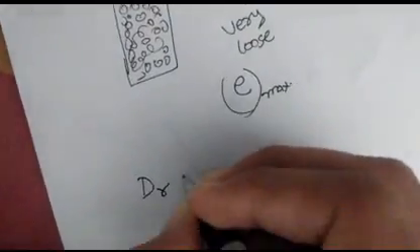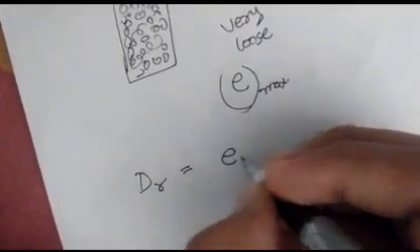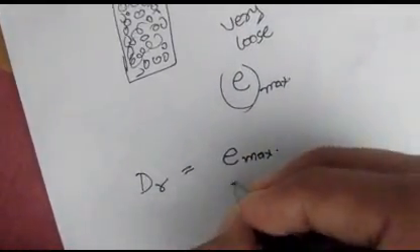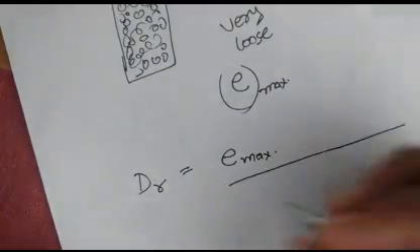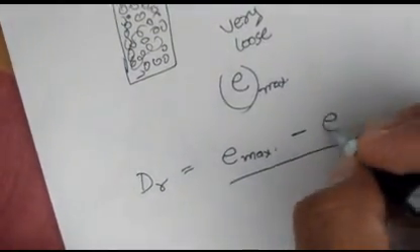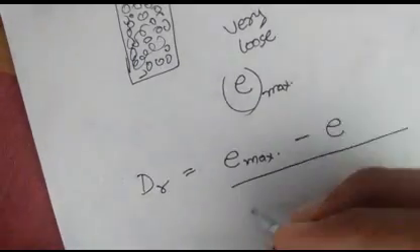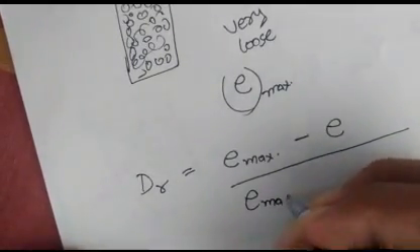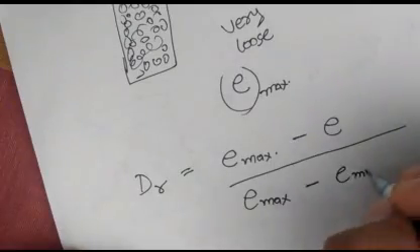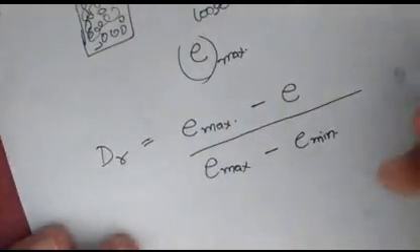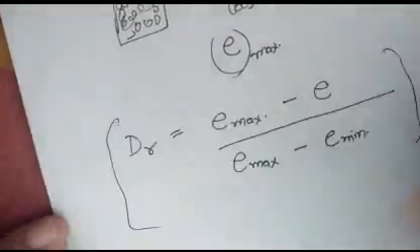This is a laboratory test actually. We have a simple formula: Dr, relative density, is equal to e max, the maximum void ratio that is possible in that soil, minus e, the actual void ratio at that time, divided by e max minus e min.